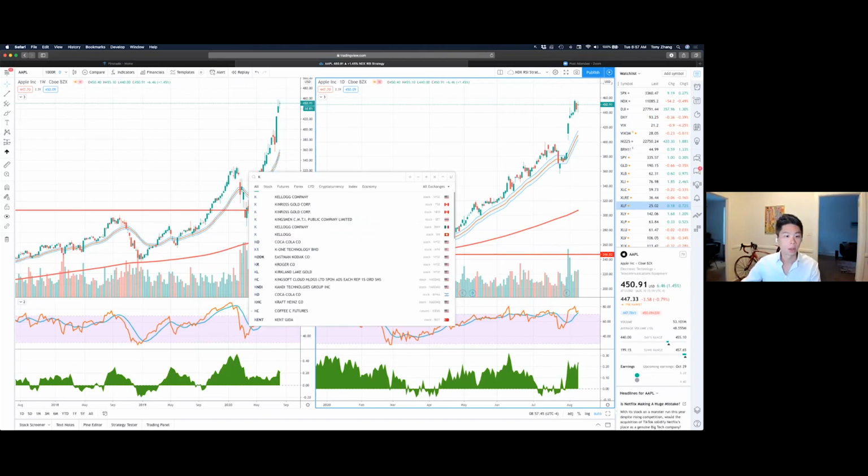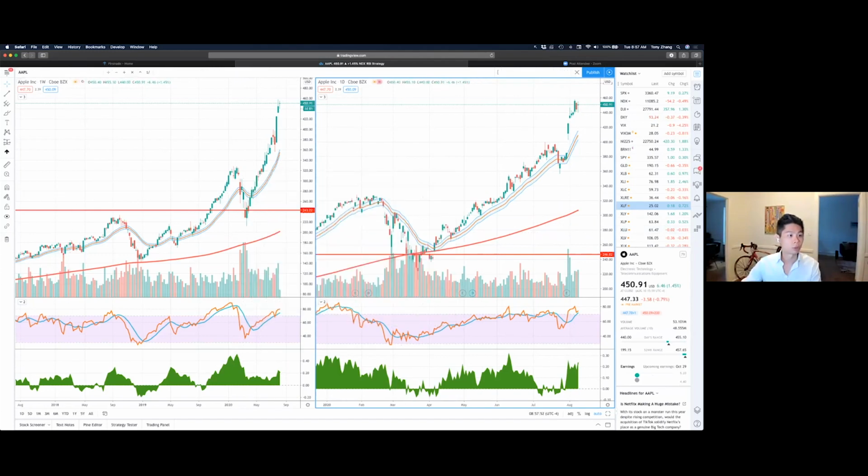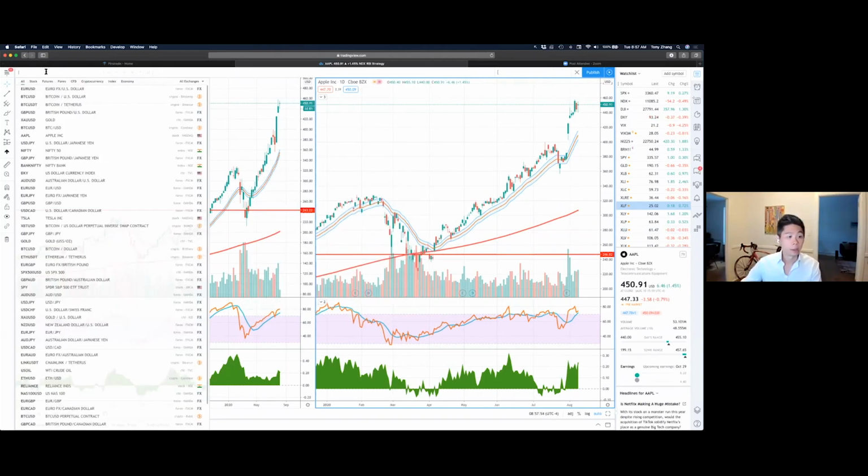Kodak puts. I really don't like playing these types of names that are just completely based on hype. There's no real fundamental story here at all. Maybe you can buy some puts, but I would imagine puts are so expensive that it's probably not worth doing.